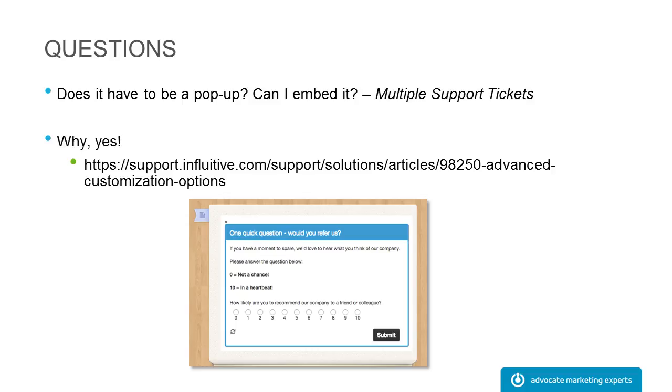Does it have to be a pop-up? Can I embed AdvocateAnywhere in my website, so a static piece instead of the pop-up widget? So yes, you can. All you really have to do is modify the script a little bit. And this is all explained in this Advanced Customization Options article in our knowledge base. I will send this in the follow-up email as well as the community post. That will also be included after I publish this video, probably tomorrow. So the answer is yes.